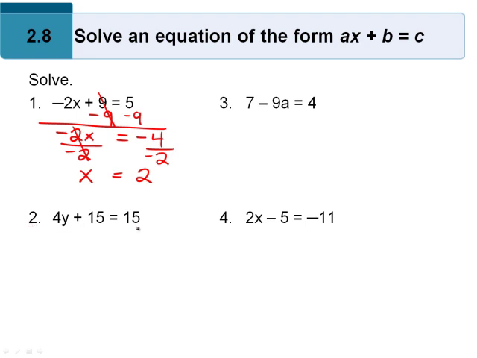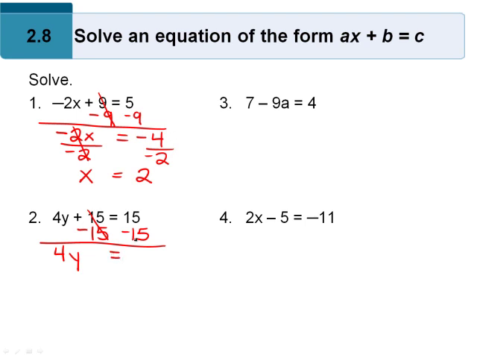Now look at number 2. 4y plus 15 equals 15. So don't worry about the 4y. That's the variable term, but you're not messing with it. You're going to get rid of that 15. So subtract the 15 from both sides. So 4y is going to come down. The 15's on the left side cancel out.